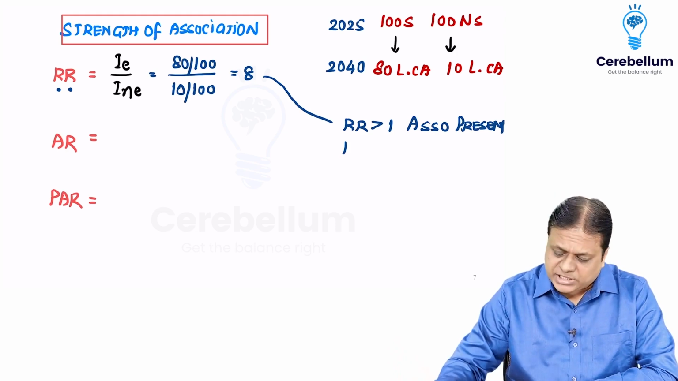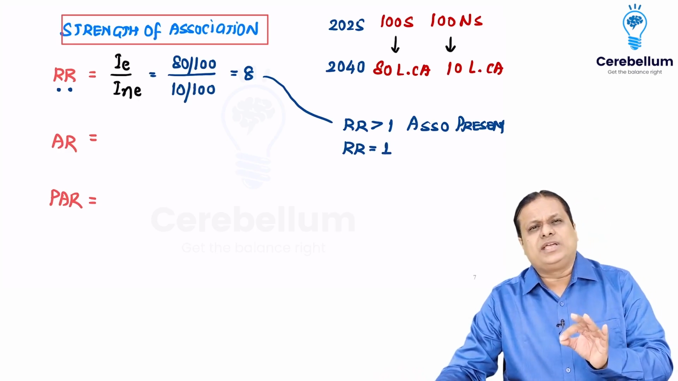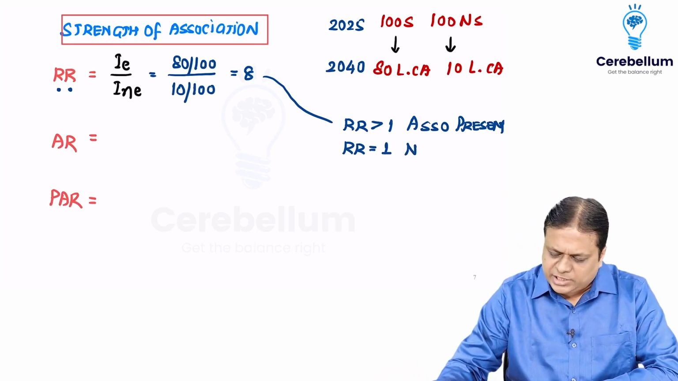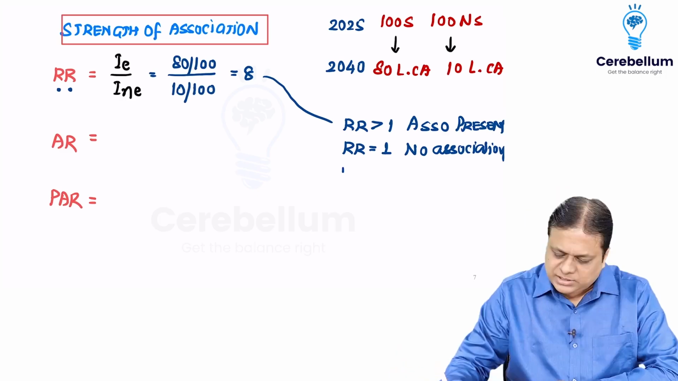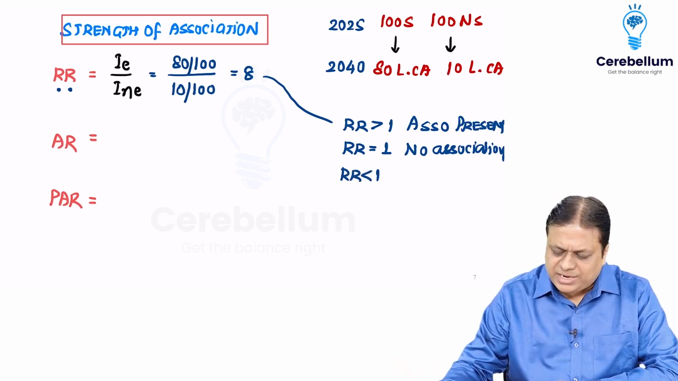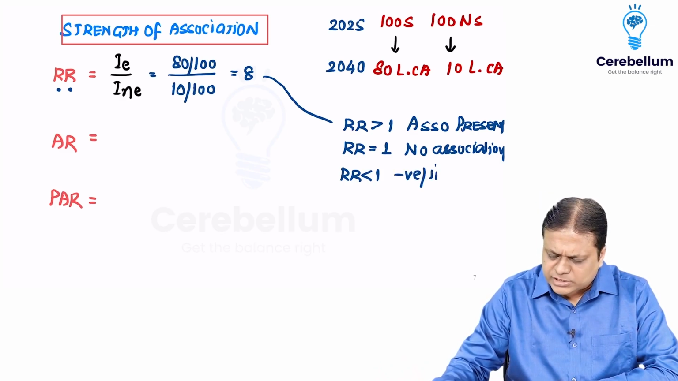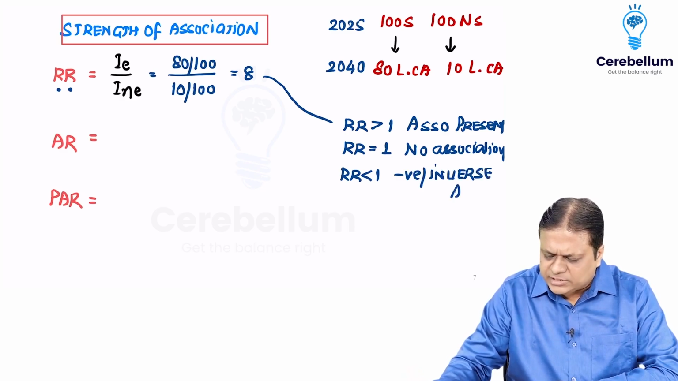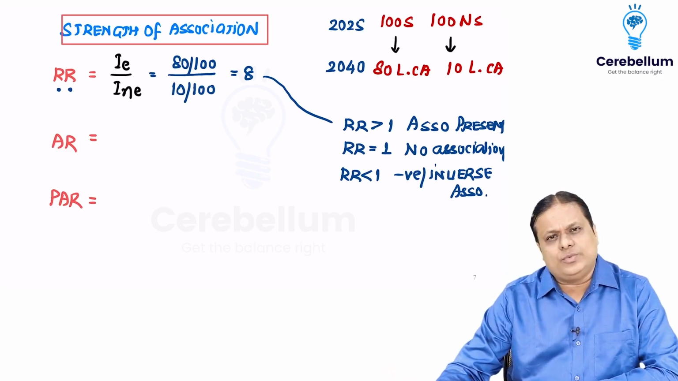But if by chance it comes equal to 1, we have similar incidence of lung cancer in both the groups, then there is no association between smoking and lung cancer. There must be some other risk factor. Then relative risk will come less than 1. This is negative or inverse association. That means risk factor is in fact protective or beneficial for the disease in question.